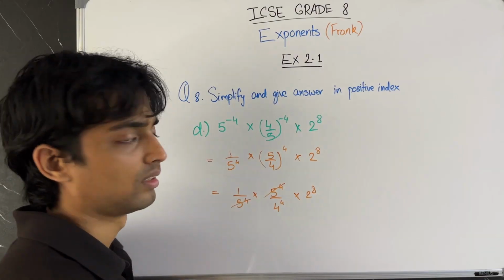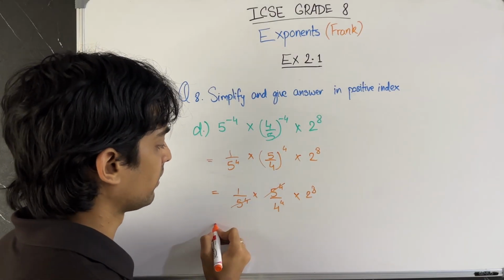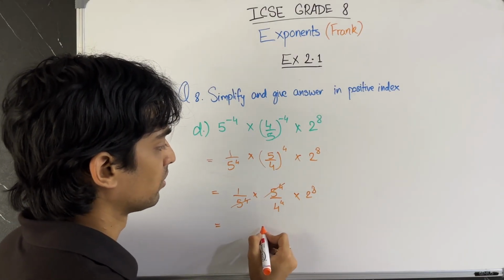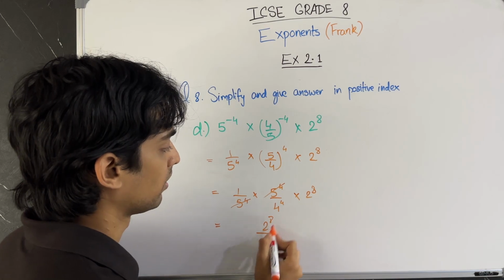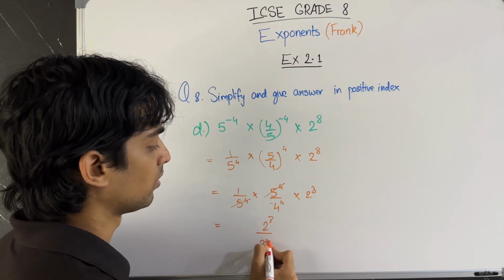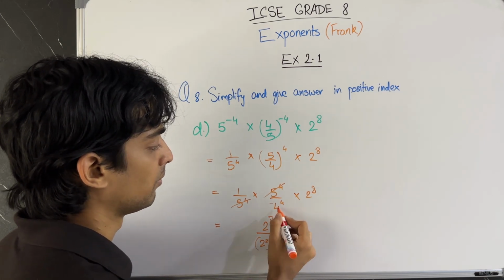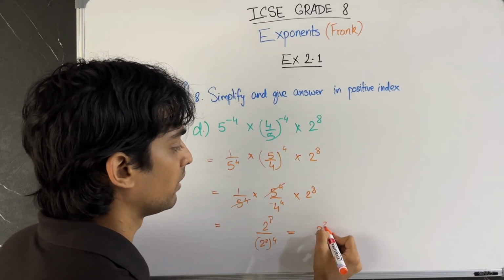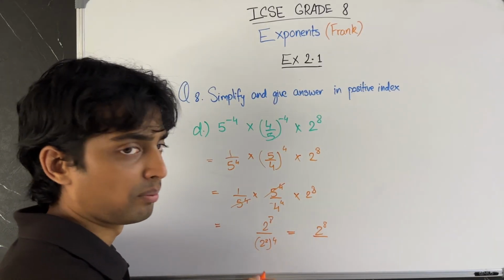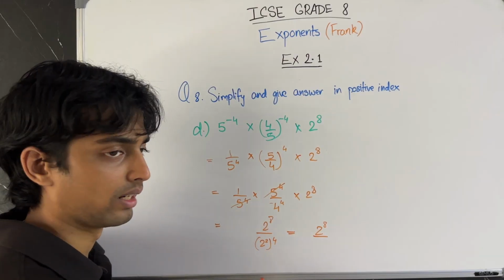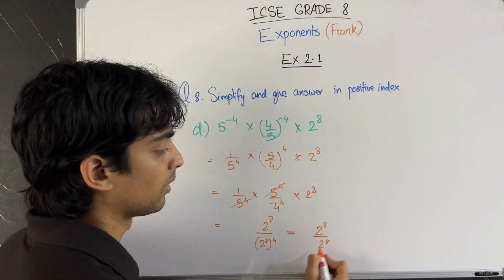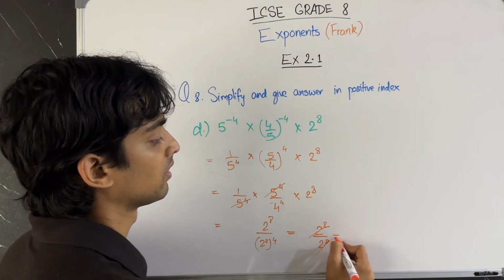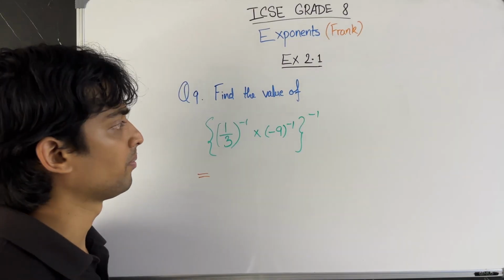This can get cancelled. 4 is nothing but 2 raised to 2. So we get 2 raised to 8 upon 2 raised to 2 the whole raised to 4, because 4 we have written as 2 raised to 2. This will become 2 raised to 8 upon, when we open the brackets, we get 2 into 4, 8. So 2 raised to 8 upon 2 raised to 8. The answer is 1.